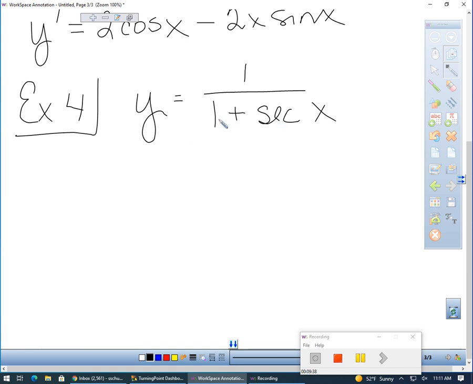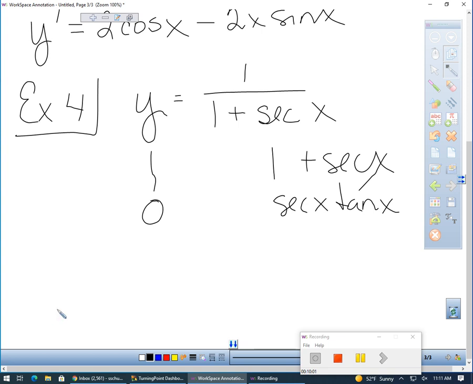You can't do that, because it's on the bottom, but it's 1 plus secant. So our top function is just 1. Our bottom function is 1 plus secant x. What's the derivative of 1? It's 0. The derivative of secant x is secant x tangent x.